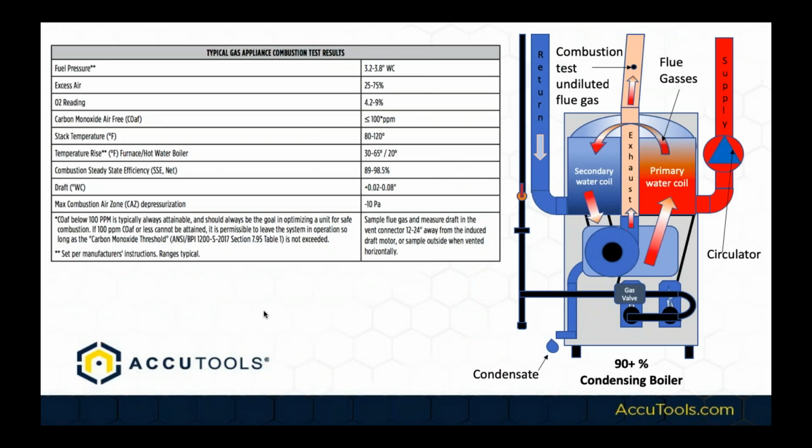Right, so now we get into condensing boiler. We're going to control the excess air a lot more tightly. So we're going to see that 4.2 to 9% excess air. Again, stack temperature should be below 120 degrees on there. We want to make sure that we're not overheating that PVC venting in there.